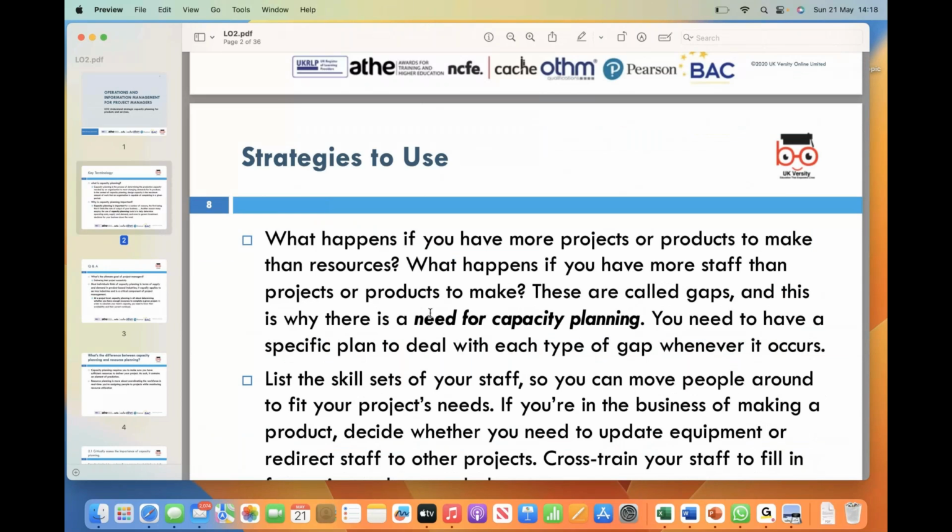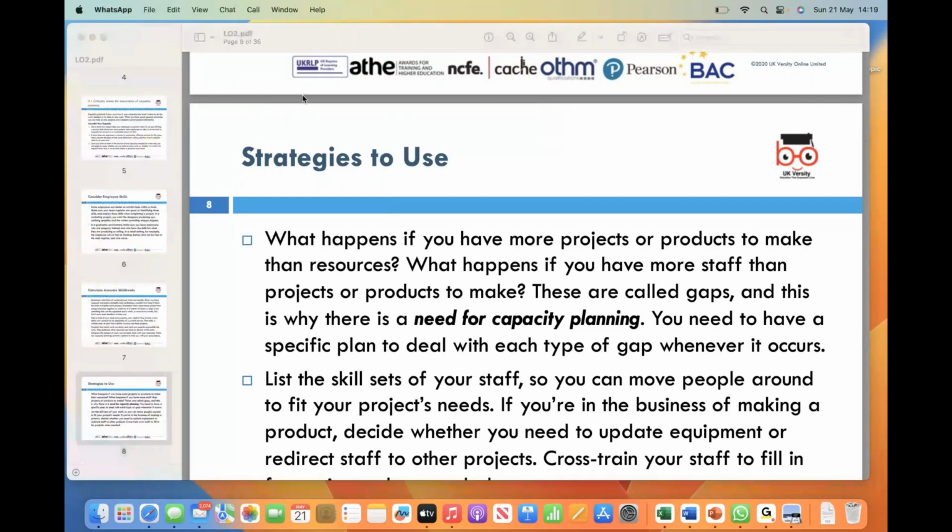Strategies to use. So what happens if you have more projects or products to make than resources? What happens if you have more staff than projects or products to make? These are called gaps, and this is why there is a need for capacity planning. So he is discussing an important aspect of project and resource management, capacity planning in the dynamic business environment.